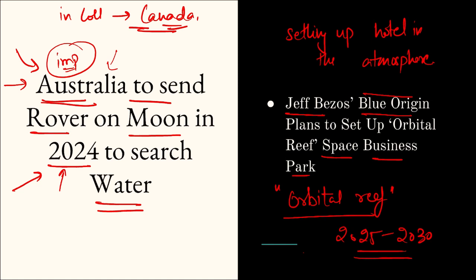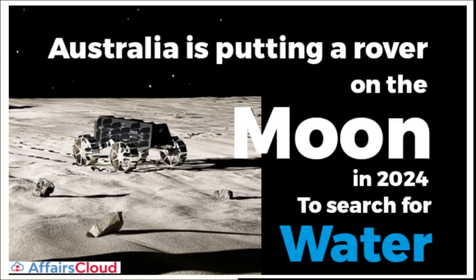The time period in which they are planning to execute this project is between 2025 to 2030. At a time, at most, there will be 10 people staying on this particular space park. This will have an area of around 32,000 square feet. Here you can see Australia is putting a rover on the moon by 2024 to search water.